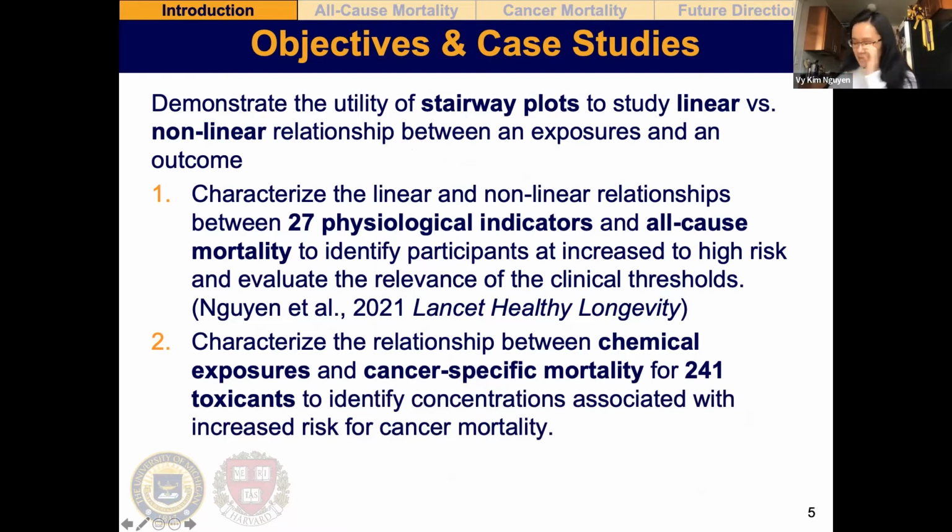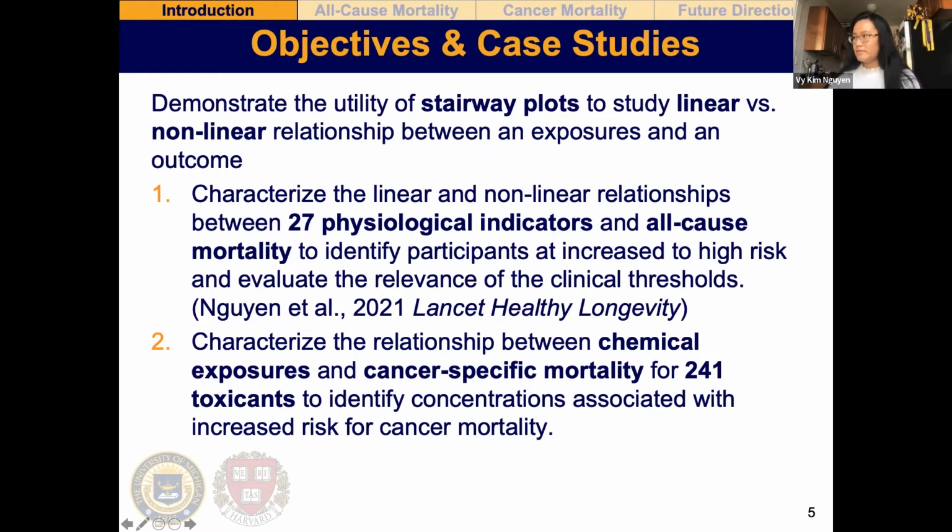Here I characterize linear versus nonlinear association between 27 physiological indicators. These are clinical indicators, such as BMI, weight, and then all-cause mortality. Here we use the stairway plots, this visualization tool that we developed, to, one, identify participants who are at increased risk for mortality, but also evaluate whether the clinical thresholds are actually informative of distinguishing those who are at low risk from those who are at high risk for mortality.